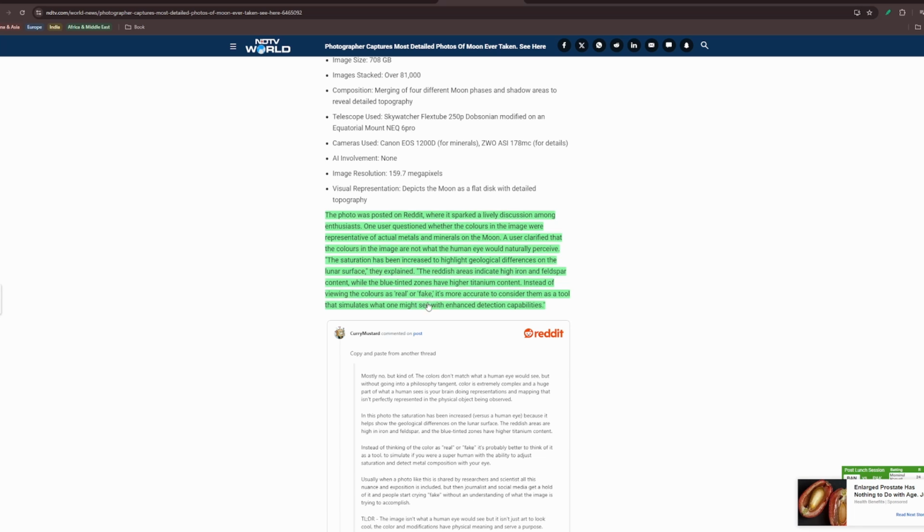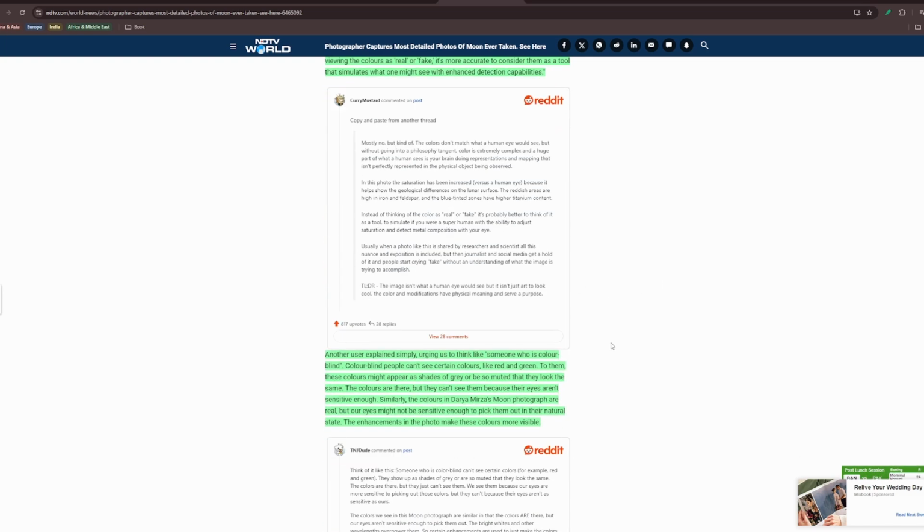Instead of viewing the colors as real or fake, it's more accurate to consider them a tool that simulates what one might see with enhanced detection capability.